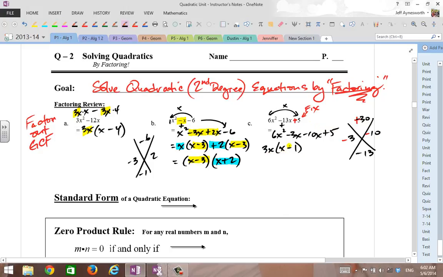3x times, oh, that's not correct. Let me fix that. 3x times 2x is 6x squared. So 2x here minus 1, okay? Because 3x times 1 is 3x here.